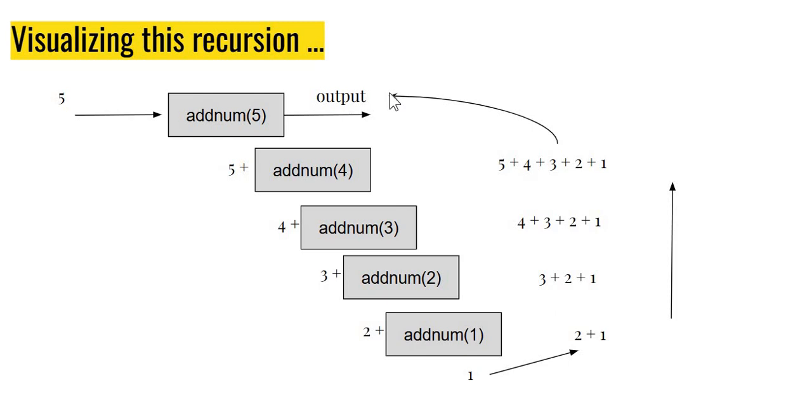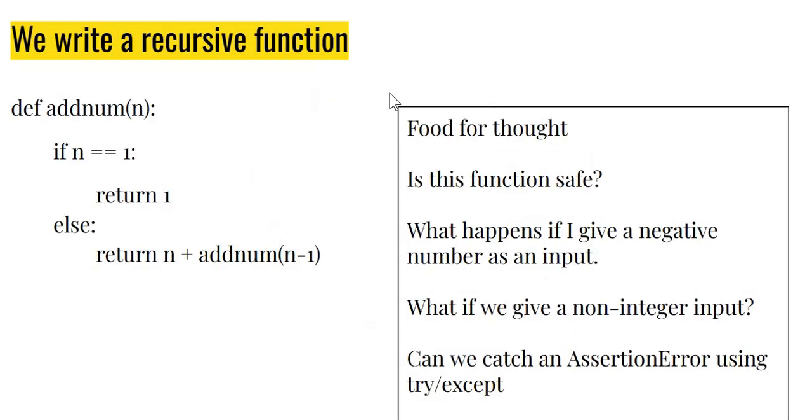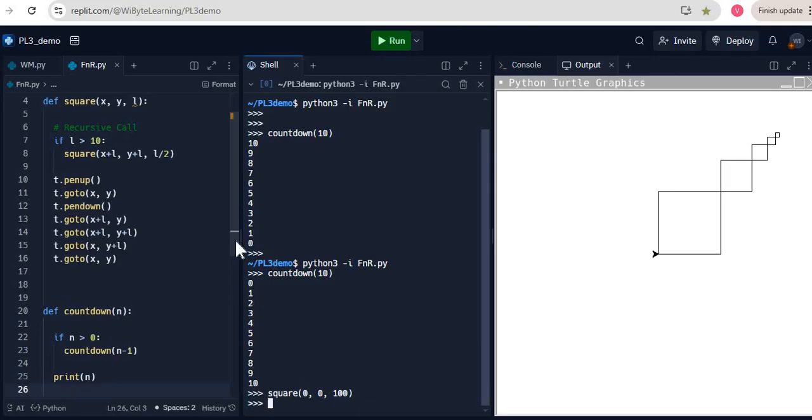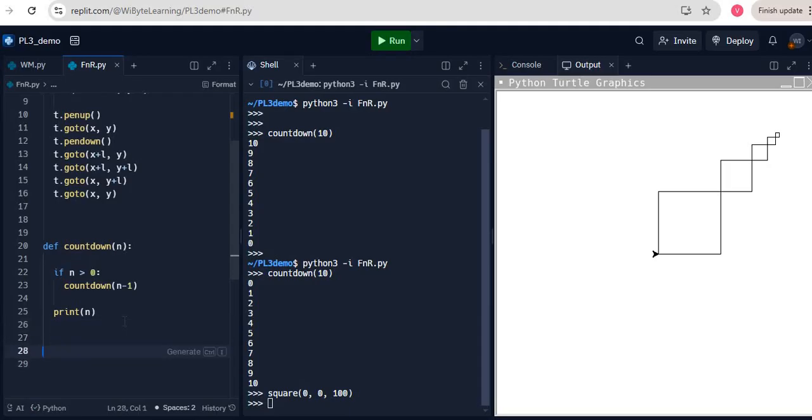So let's see how we can do this also in recursive fashion. I can just write a function of this sort that, look, if n is equal to 1, this becomes my base case, return 1. Remember, recursion stops here. If not, then keep calling add num, the same function, with a smaller value. So let's just do this as well so that we can visualize this.